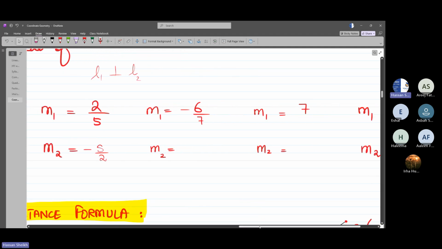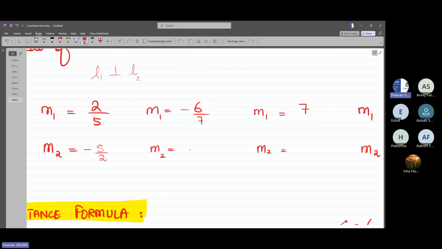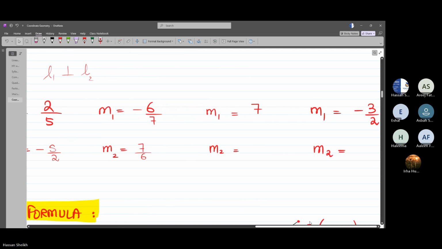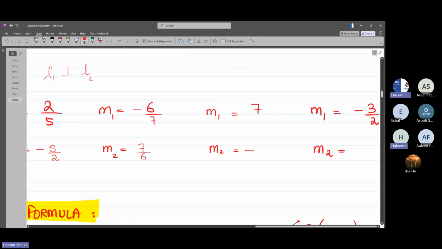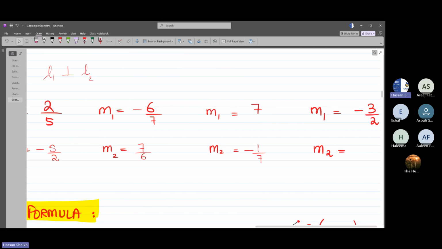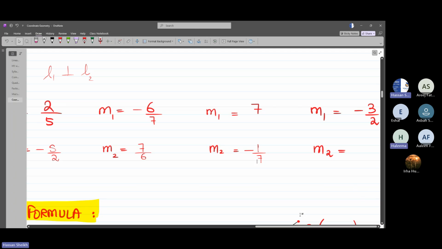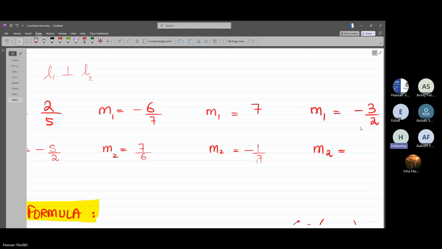Yes. What would be this one? Minus 6 over 7. Positive 7 over 6. What must be the slope if M1 is 7? Minus 7. Change the sign and reciprocate. Exactly. Flip the fraction. Don't you think that 7 means 7 over 1? Yes. So we flip the fraction. Okay. What about the next one? Minus 3 over 2. Positive 2 over 3. Yeah, which means 2 over 3.